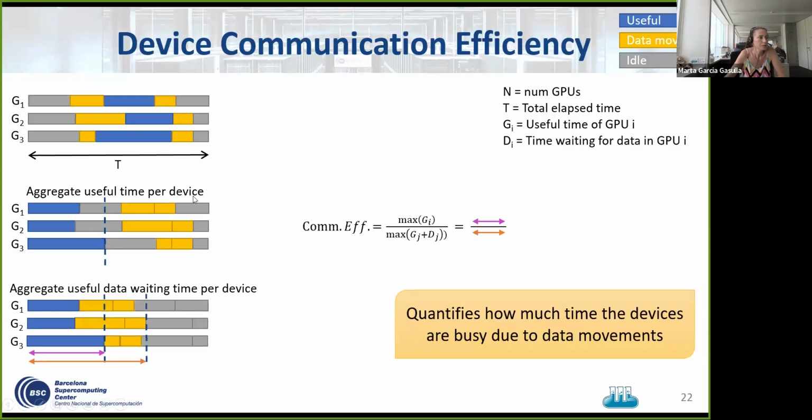The communication efficiency: we also aggregate the data movement times, and the process that spends more time doing useful work and data movements is the one that is limiting us. So the ratio between the useful time and the maximum useful time plus the data movement is the communication efficiency. This is the time that I'm waiting for the device to move data; if the data movement was instantaneous, this time would be reduced to 0.